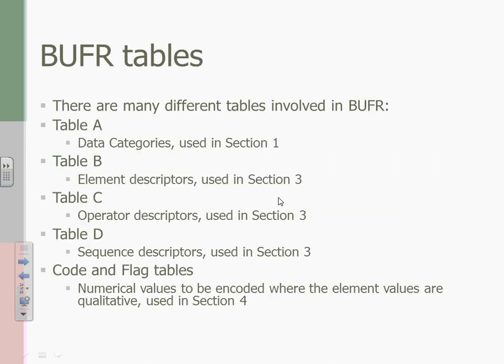So corresponding to the types of descriptors, there are 5 tables involved in buffer. These are called table A, B, C, D, and code and flag tables. So these are what I said before. And code and flag tables are numerical values to be encoded where the element values are qualitative. So code and flag tables are, of course, also a part of buffer tables.